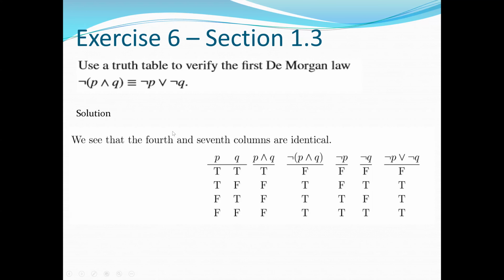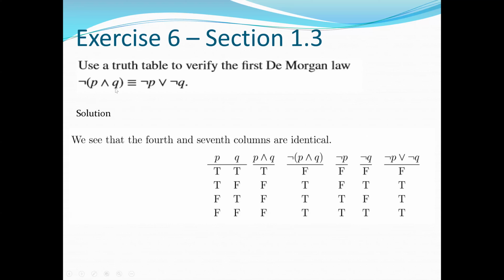Second example, they say use the truth table to verify the first DeMorgan law. They have already given us the expression: not (P and Q). The DeMorgan law says it is not P, AND becomes OR, then not Q. So this is DeMorgan's first law. Now, to prove this, first I will look at the expression.